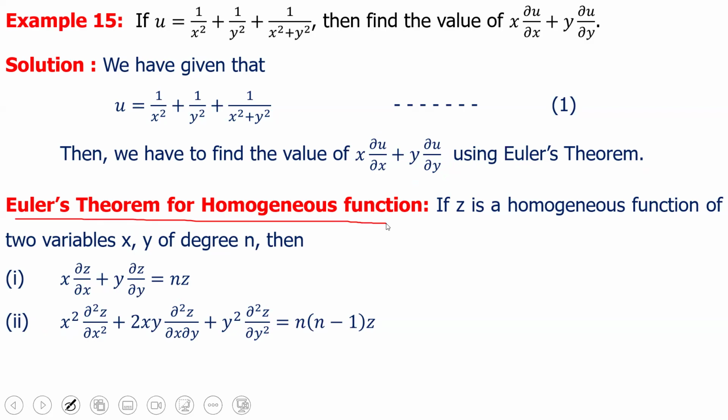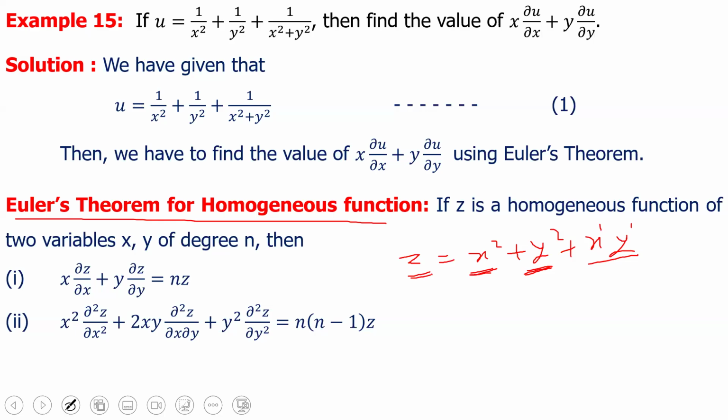What is the meaning of homogeneous function? Homogeneous function means a function in which each and every term has the same degree. For example, suppose we have given z equal to x square plus y square plus xy. Now here, what is the degree of the first term? Its power is 2, so degree is 2. The power of y is 2. The power of x is 1 and y is 1, so 1 plus 1 is 2. Since the degree of each and every term of this expression is the same, therefore z is called a homogeneous function of x and y.